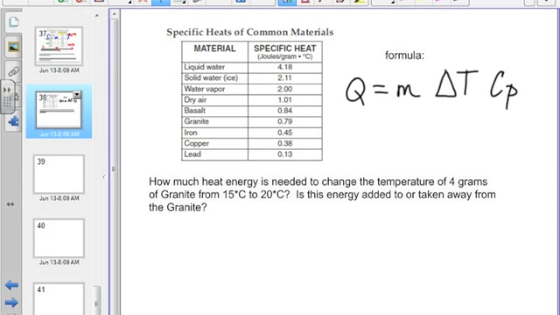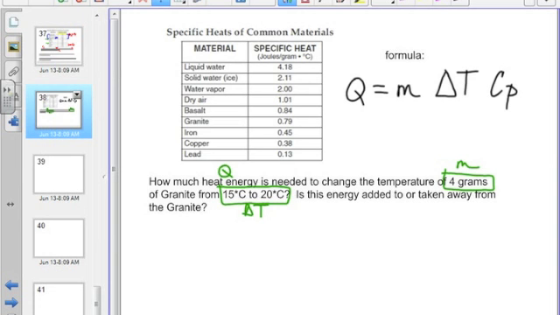The question says how much heat energy. We are looking to find out the Q. That's our heat energy. Do we have the information that we need for mass? You bet we do. It's right here in the problem, 4 grams. Do we have the change in temperature, the delta T? Yeah, it's right here. From 15 to 20 degrees Celsius. That is a change of 5 degrees Celsius. That's where we'll get our measure of delta T.